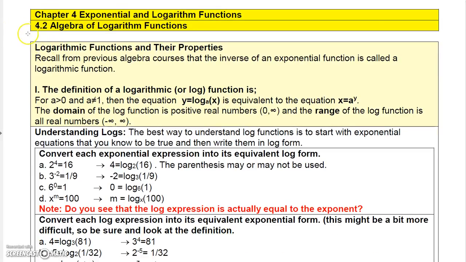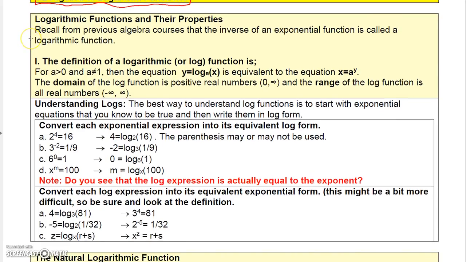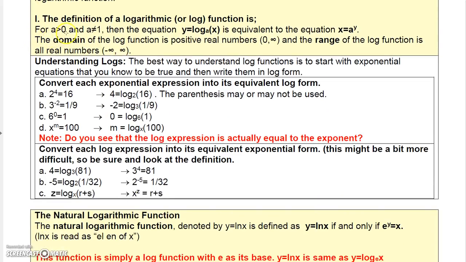Okay, the next class of functions we're going to talk about is logarithm functions, or logarithmic functions, and these actually turn out to be the inverse of exponential functions.